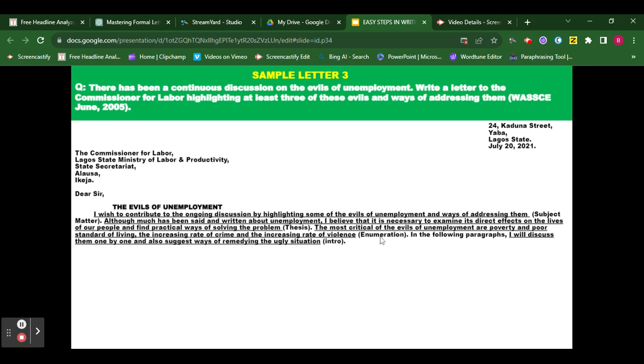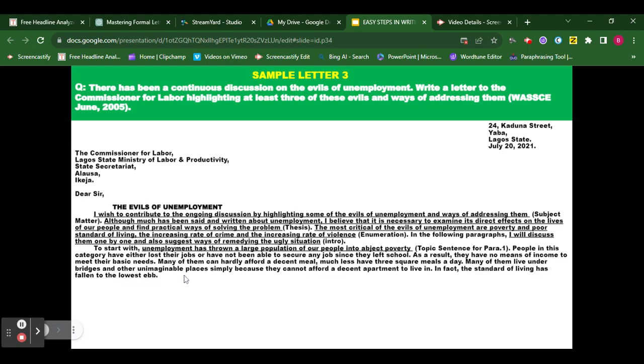This is called enumeration. You enumerate the key points that you are going to discuss in the body of your letter. Now, in the following paragraphs, I will discuss them one by one and also suggest ways of remedying the ugly situation. This is what we call the intro. So this type of paragraph will attract more marks because you have enriched this first paragraph. You have written just like a pro.